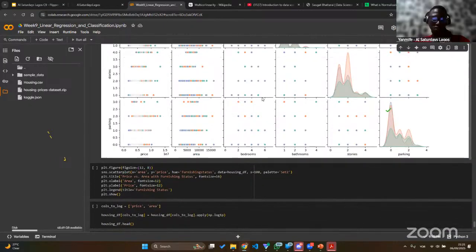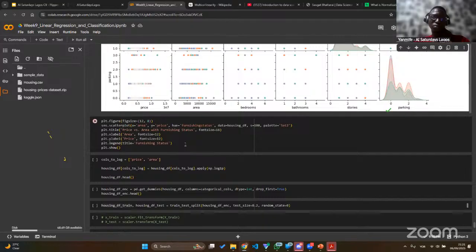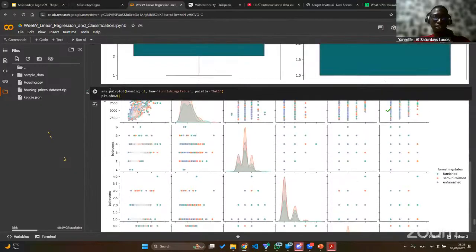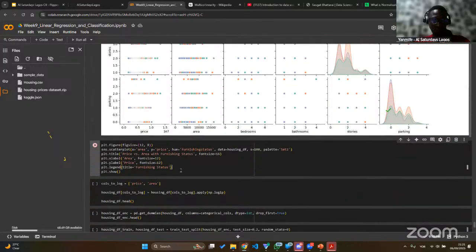I also wanted you to notice, it's just a quick summary. In the same way we have the describe. So you can always have this. We are using the Seaborn library, so you can use it to do a pair plot and to generate all this.